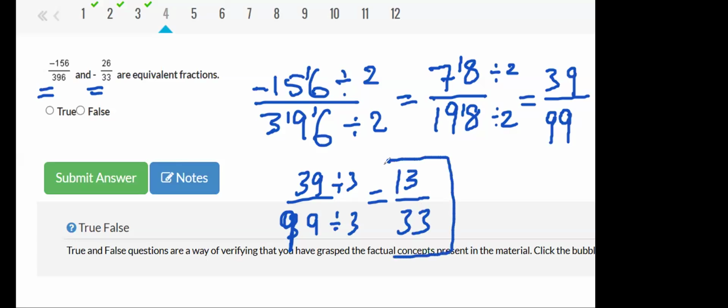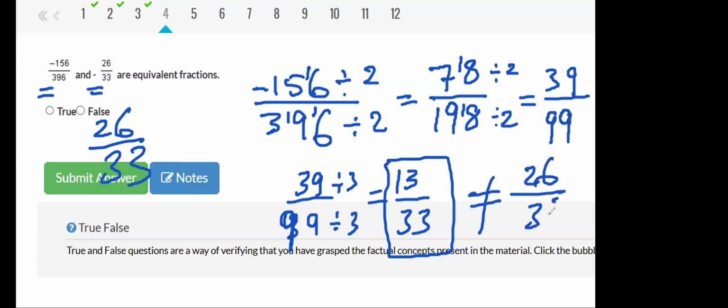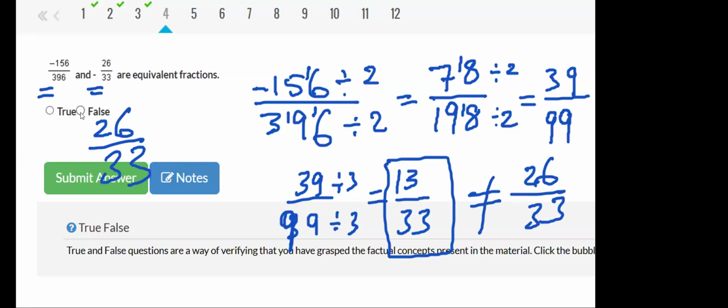Yes. Okay. What about this one? 26 over 33. This is not equivalent, correct? Yeah, that's not good. So they are not equivalent. So are these equivalent? No, this is false.